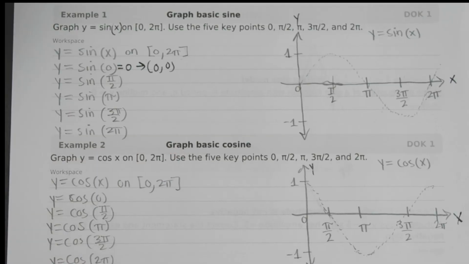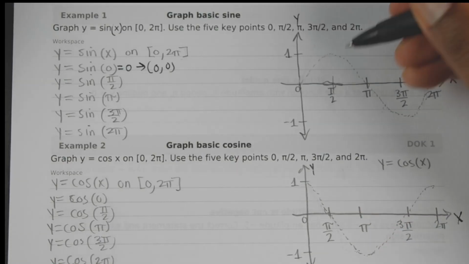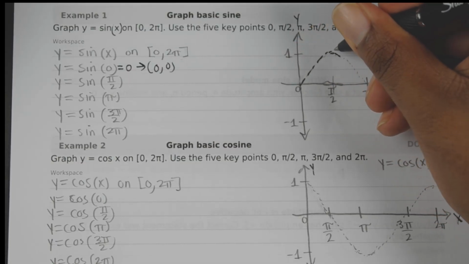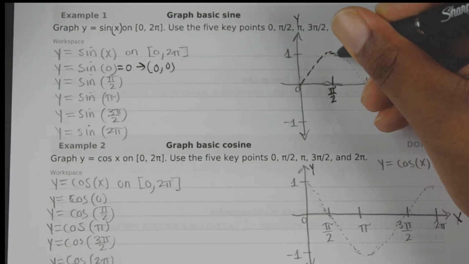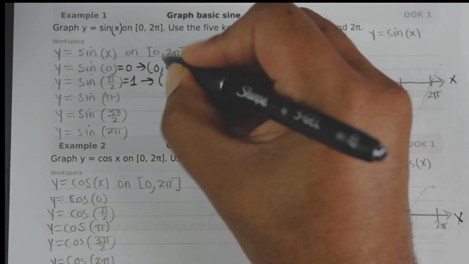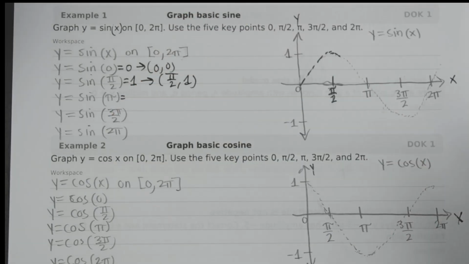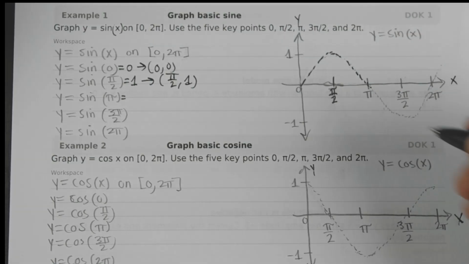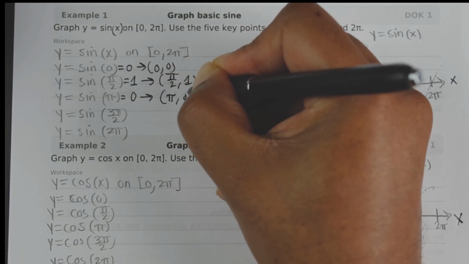Next, we have sine at pi over 2. Notice it goes up here. This would be the output. So sine at pi over 2 would be 1. So that point is pi over 2, comma 1. Next, we have pi. So again, it's going to go through 0. So at pi, it's going to be 0. So that's pi, comma 0.